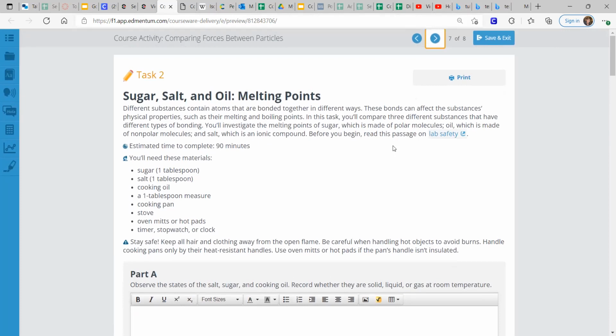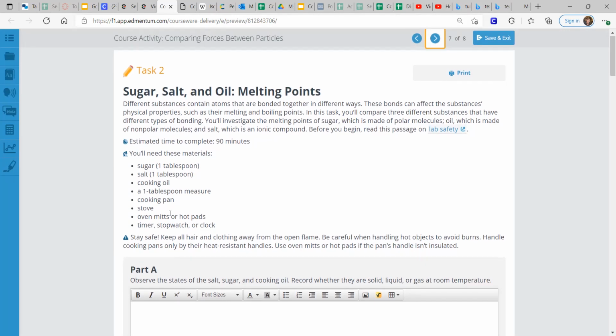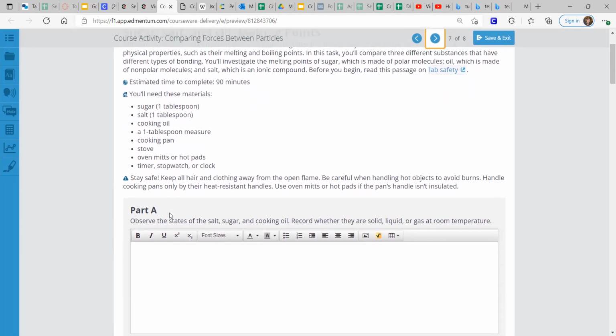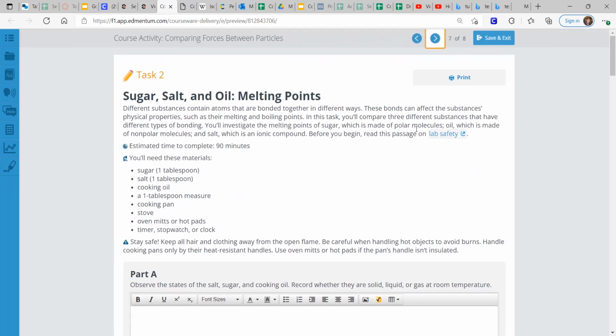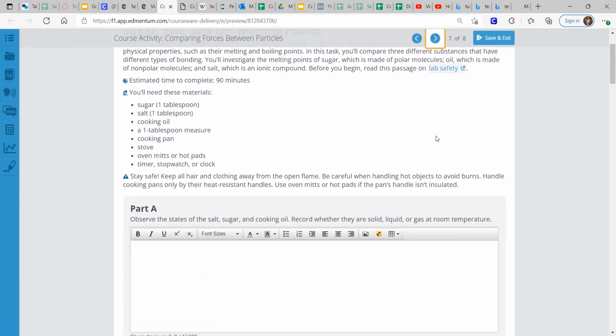This is task 2, sugar, salt, and oil melting points. These are the materials you will need: sugar, salt, cooking oil, a 1 tablespoon measure, cooking pan, stove, oven mitts or hot pads, timer, stopwatch, or clock. And of course, read this passage on lab safety before we do this.